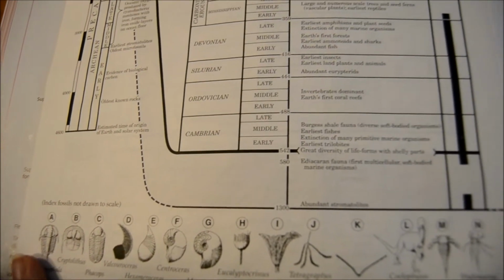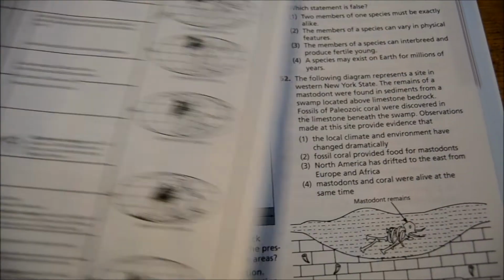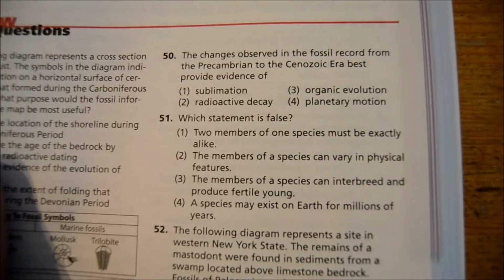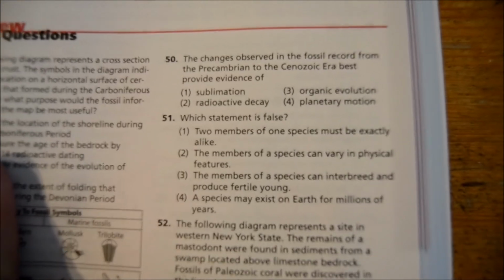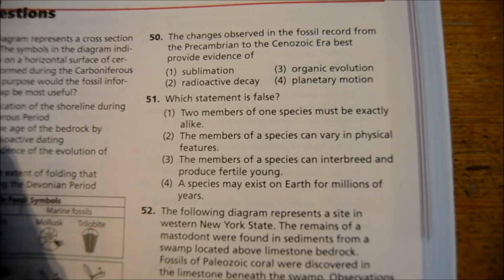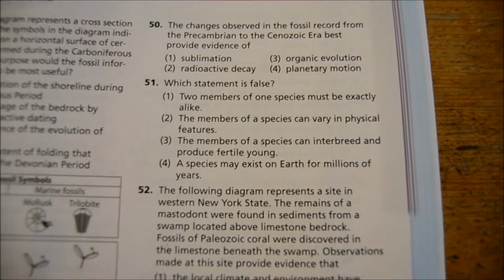Number 51. Which statement is false? The statement that's false is that two members of one species must be exactly alike. If you look at the person next to you, you are not identical to them. So you're not exactly alike.